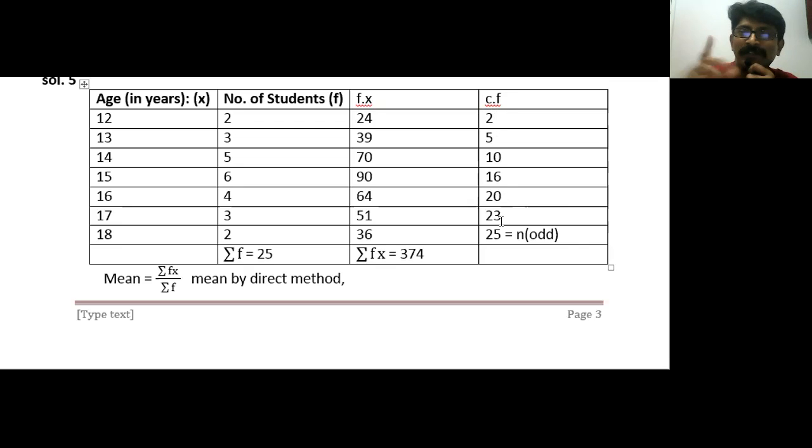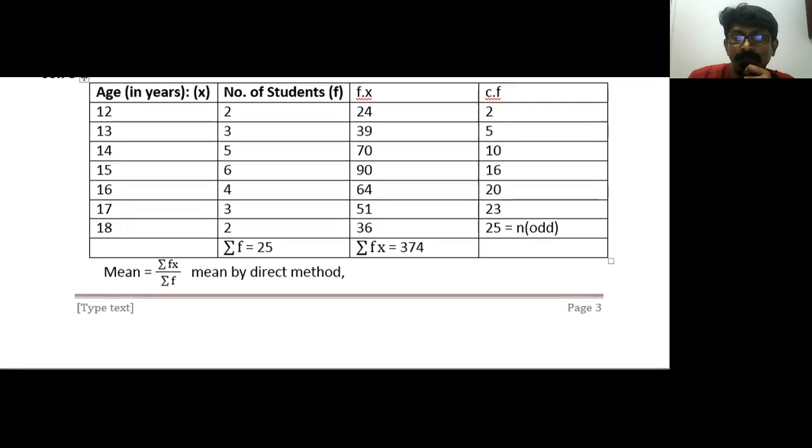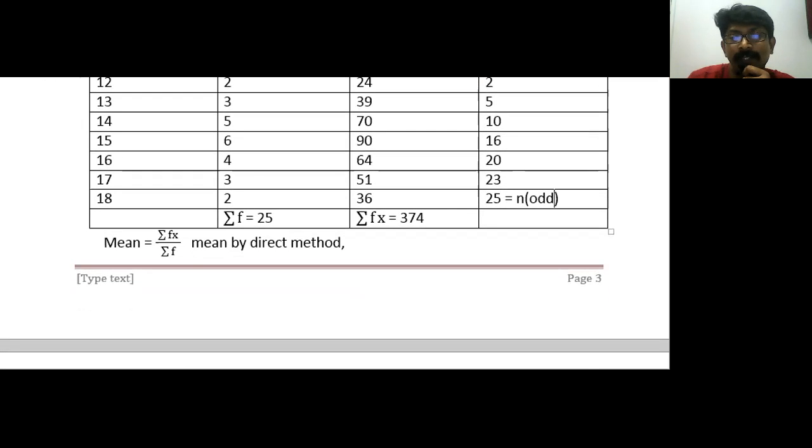If there is no 13, you have to always do this: search for 13. If the 13th term is not there, then always go to the next higher number than 13. That is 16. So 16's corresponding x is 15. So the median is 15. So the median is 15. Students, hold on. I'll explain to you why I have done all these things.